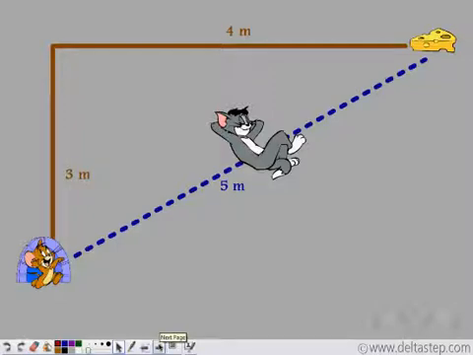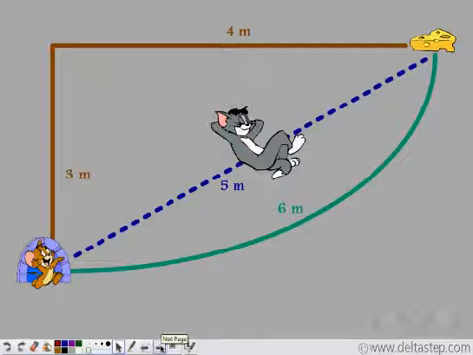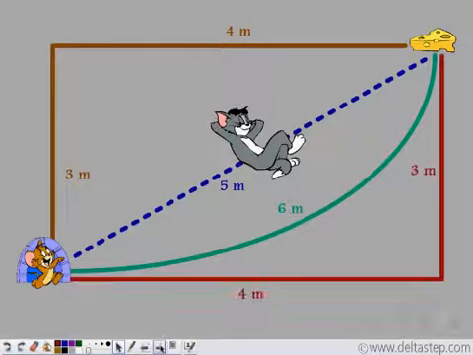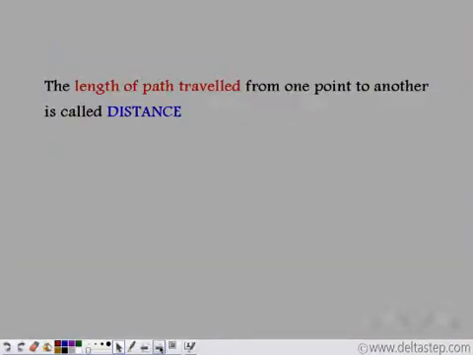Alternatively, he could have taken this path, which is 6 meters long, or this path, that is 4 meters here, and then 3 meters. So how many paths do you think are possible between these 2 points? Well, yes, there could be a number of paths between these 2 points. And given any 2 points, the length of the path traveled may be different in each case. This length of the path traveled is called distance.